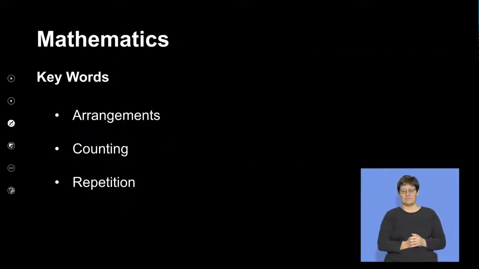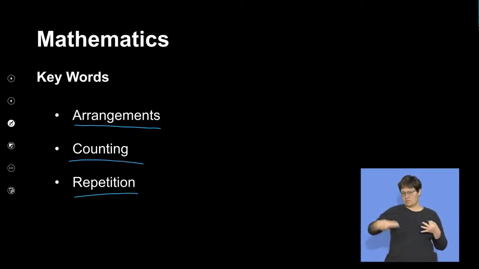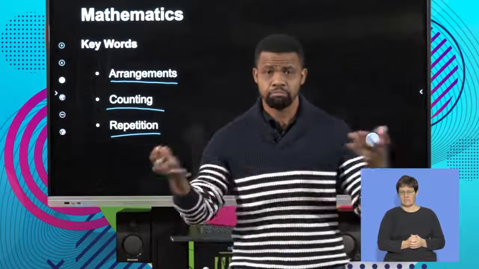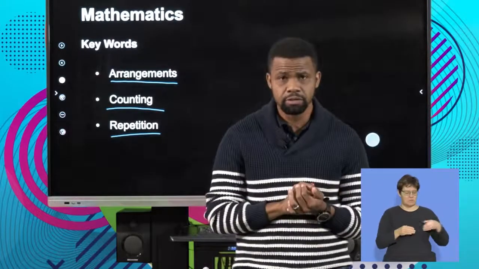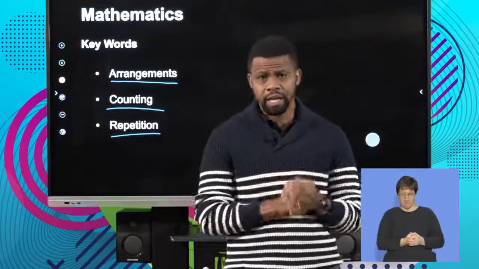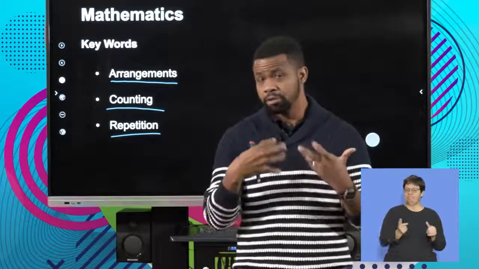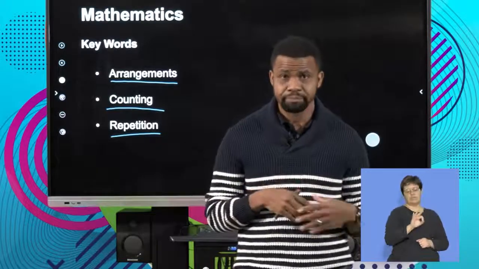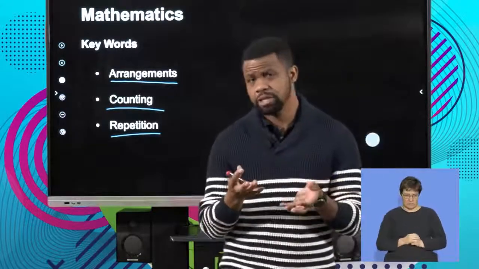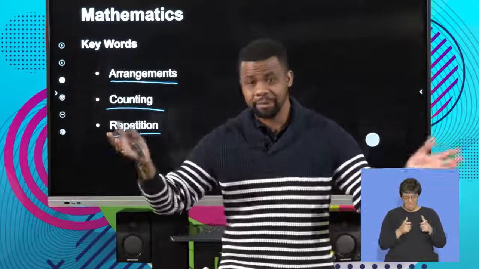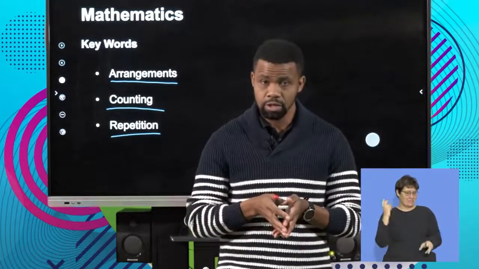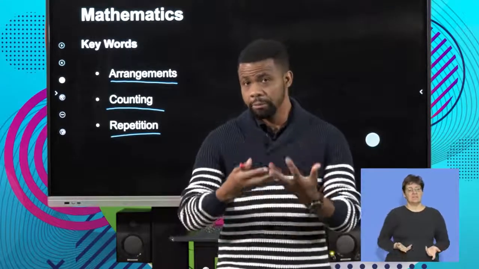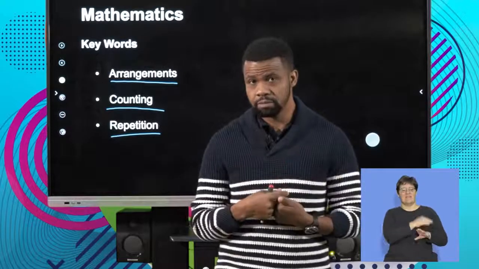So let's look at some of the keywords. What are arrangement, counting, and repetition? Arrangement is when I arrange, sort things out. And counting, what are we talking about? You know how to count, we can count from 1 to 10. That's easy, but if you have a bigger set, it can be difficult to count. Hence, we use the fundamental counting principle.